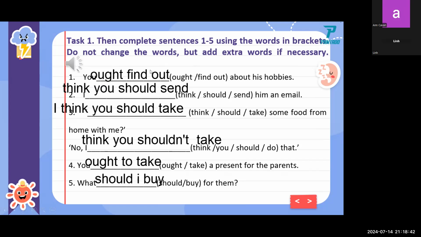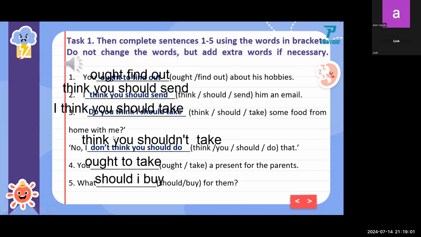Okay, number: you ought to find out. I think you should send. Do you think I should take? Oh, I don't think you should do it. Okay, I think you shouldn't take it.